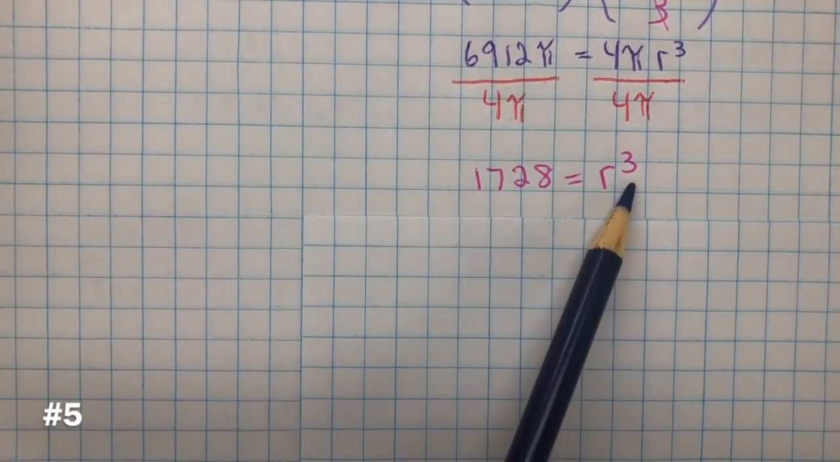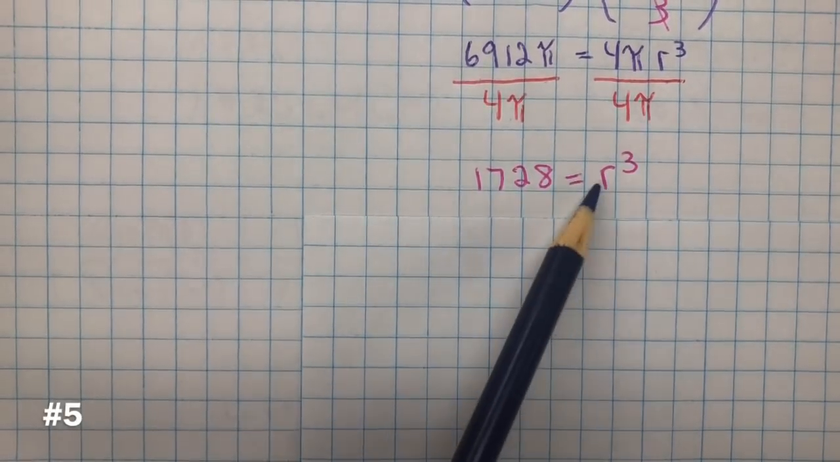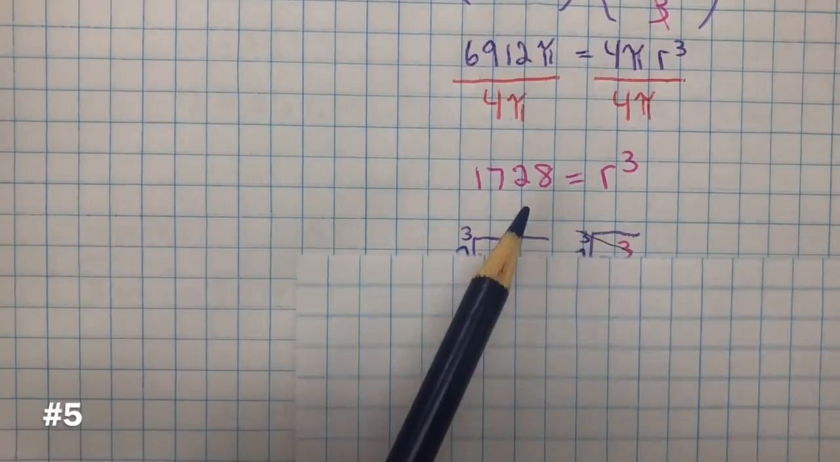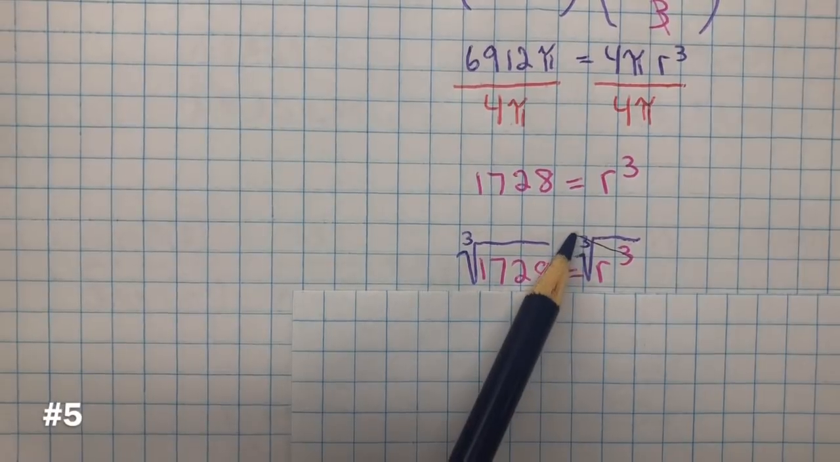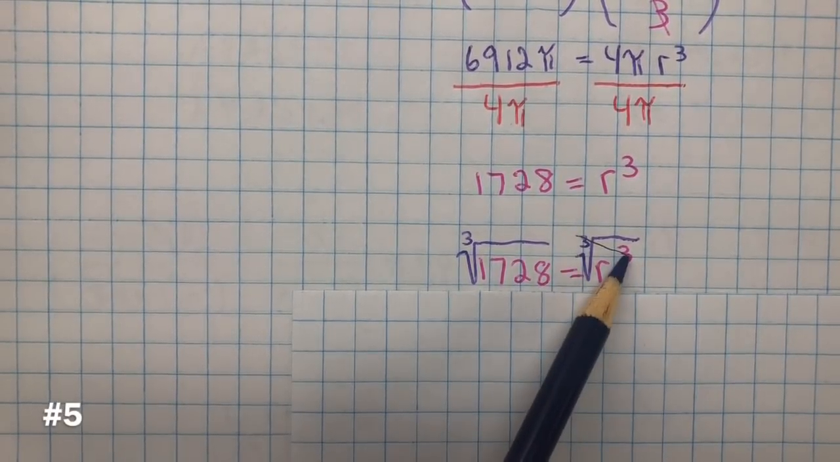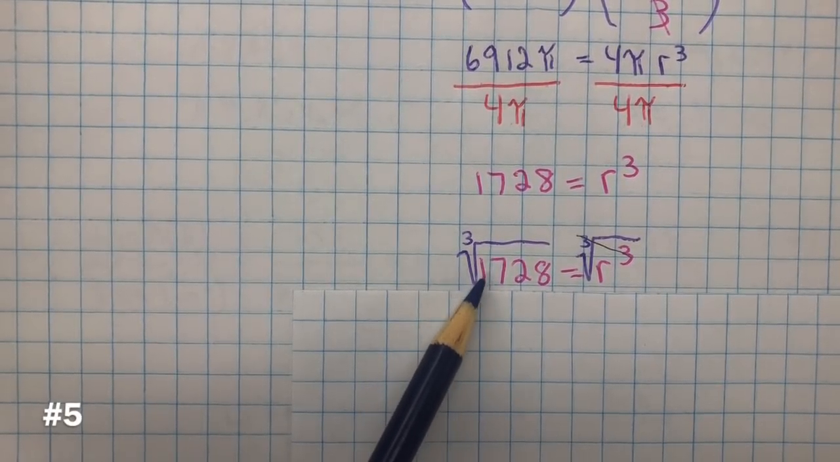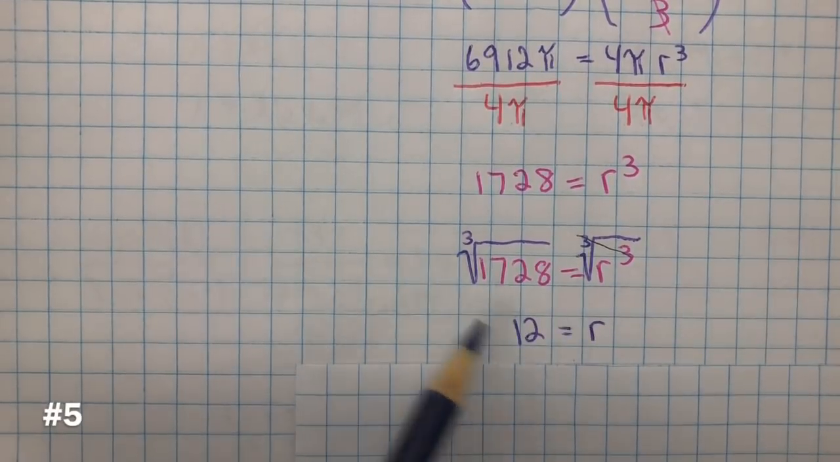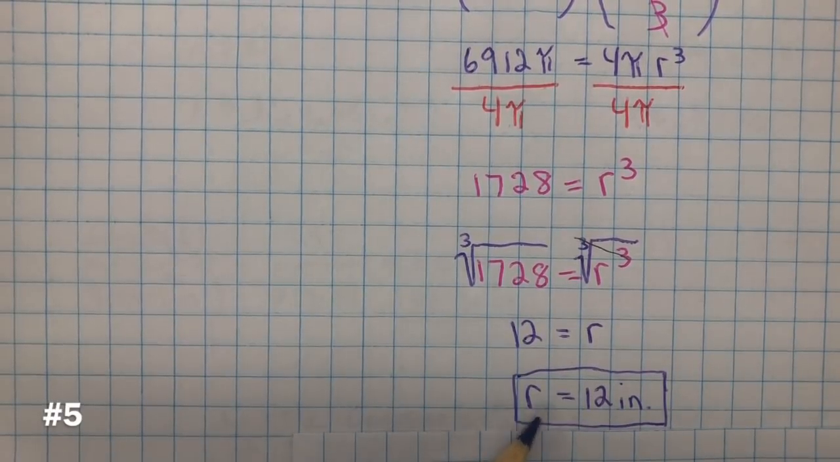Now we have r cubed. So we need to get r by itself. Well, the inverse of cubing a number is taking the cube root. If we take the cube root, these are inverse properties, they cancel out, but what you do to one side, you do to the other. And if you put in the calculator the cube root of 1,728 equals 12, because 12 multiplied by 12 is 144, multiplied by 12 is 1,728. So the radius equals 12 inches.